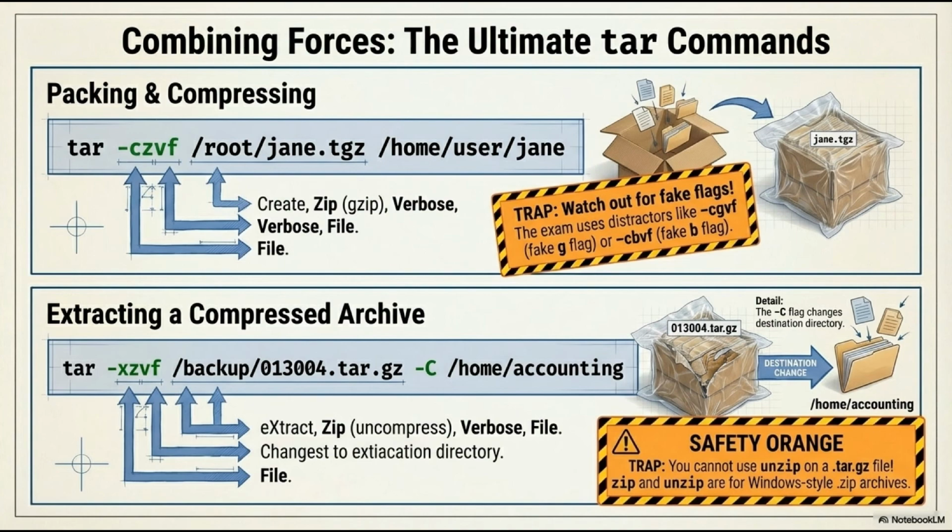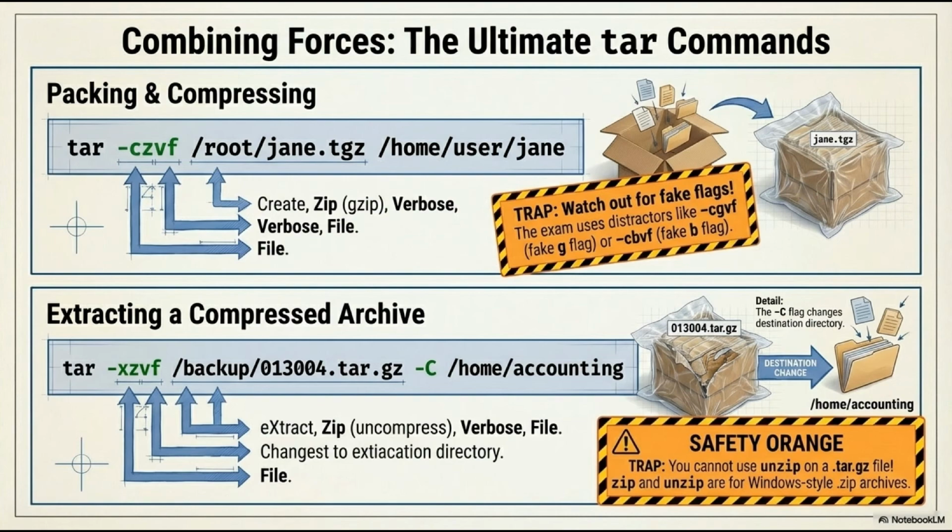Got it. Oh, and I see another exam trap on this slide regarding flags. You'll see distractor flags on the multiple choice questions all the time. They will throw in commands like tar -cgvf or tar -cbvf, trying to trick you into thinking g is for gzip. Exactly. The g and b flags don't exist for this purpose. Just ignore them entirely. And critically, remember that the unzip command in Linux is specifically and purely for Windows-style .zip files. So no using unzip on a .tar.gz file. Absolutely not. It will fail.